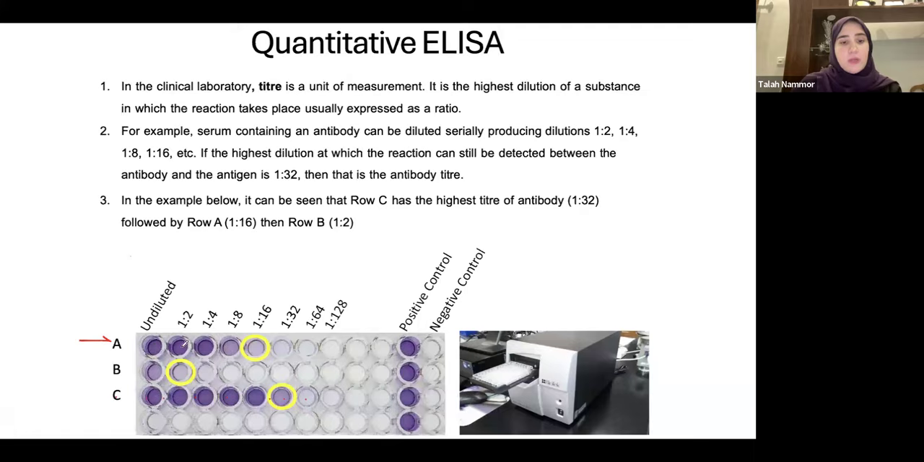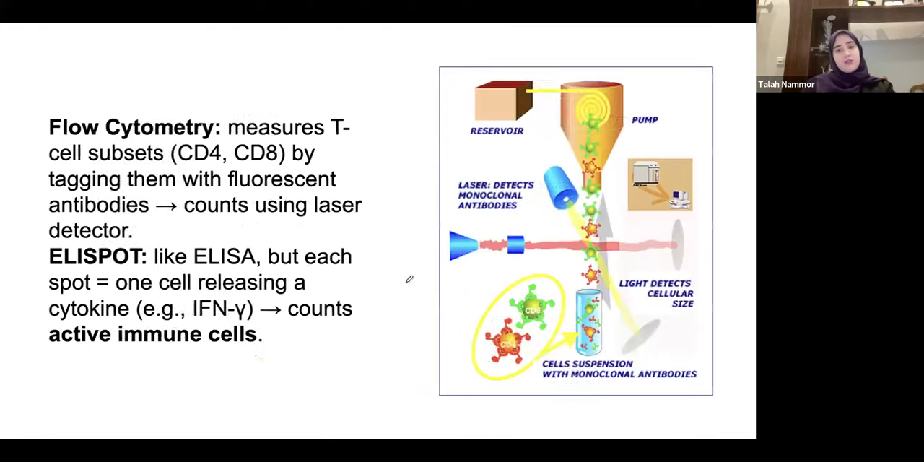So basically we're going to keep on diluting, and then once the color becomes more and more normal, this means it's getting diluted, the high is gone. So we can kind of know a little bit how much of the antibodies there is. So in A the highest was 1/16, okay. This titer was the highest where the color changed, meaning the maximum titration that was reached before the color went away. B it was 1/2. C it was 1/32. So obviously this is more concentrated because it was able to go through more titrations. Okay? Quantitative ELISA is also used in research.